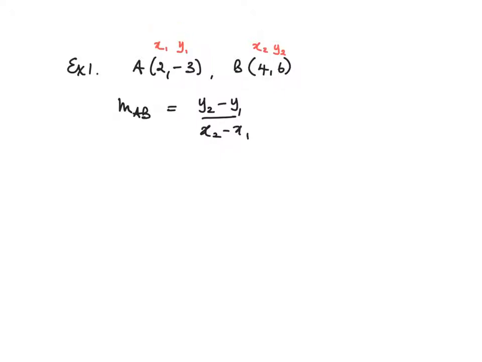So, subbing the numbers into the formula, 6 minus 3, 4 minus 2, minus is a plus, that gives a 9 on top and 2 on the bottom, 9 over 2.